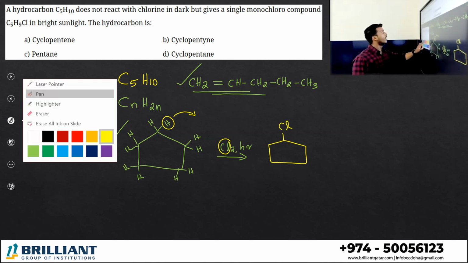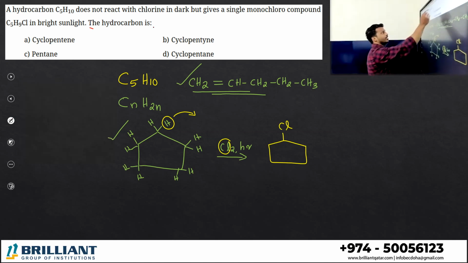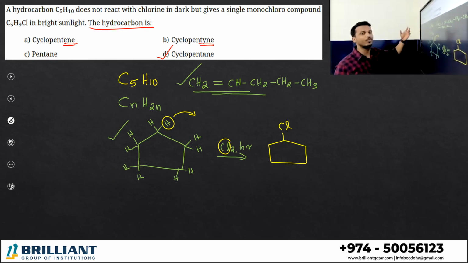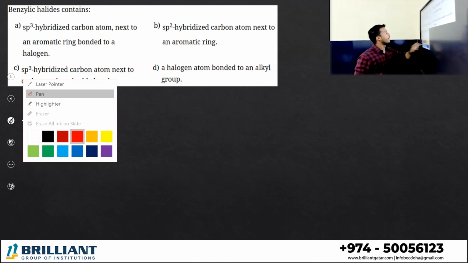So the question, which is your hydrocarbon? That is cyclopentane. Option D is correct. Pentene, an alkene, cannot undergo this. Pentyne, an alkyne, cannot undergo this. Pentane does not match the formula C5H10. So the only possible alkane is cyclopentane. Alright, let's go to the next question.